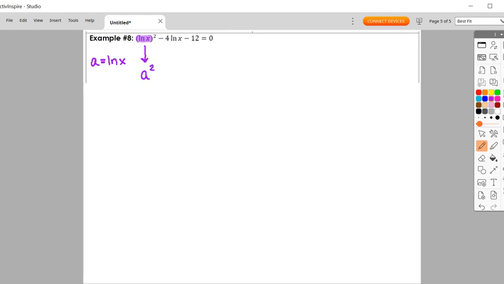So instead of ln x squared, I have a squared. Instead of minus 4 times ln x, I'll still keep the minus 4, but replace ln x with a. And then last but not least, I'm going to have negative 12 left over. No ln x on that term. So the only reason I'm doing this is because I saw this special case out front. Let's star it here, where I had ln x, the whole thing in parentheses squared. That's when I knew I had to replace that ln x with a variable to help factor.